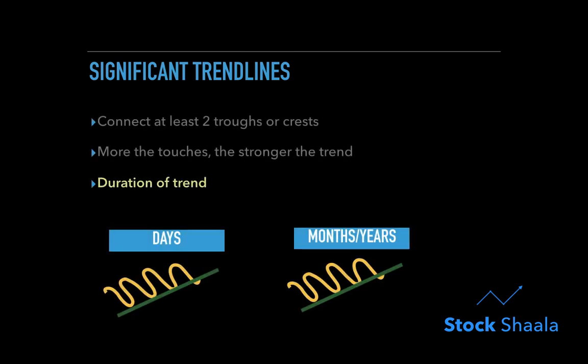The final criteria that determines a good trend line is the duration of the trend. If the duration of the trend line is only a few weeks, then it's probably a minor trend and not of significant importance. If the duration of the trend is, however, several months or years, then this trend line is extremely significant and worth considering.